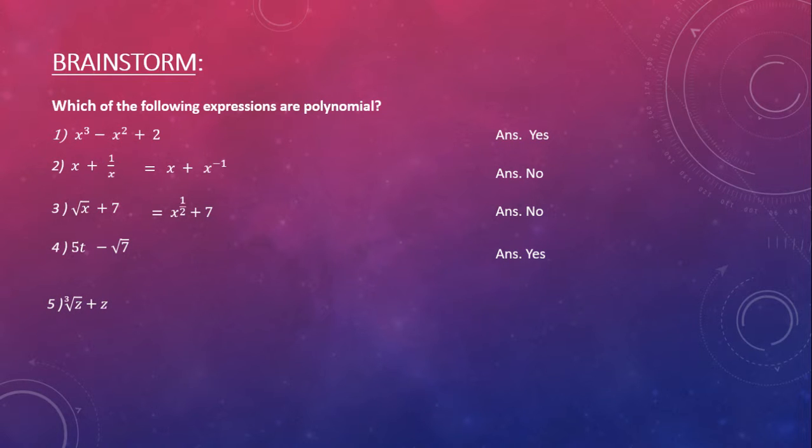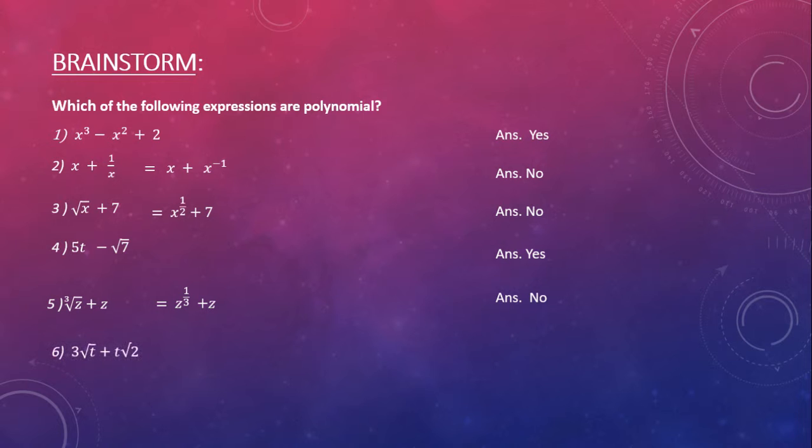The fifth example, cube root of z plus z. We can write this as z to the power 1/3 plus z. In the first term, power of z is 1/3, and in the second term, power of z is 1. But 1/3 is not a whole number. Therefore, this is not an example of polynomial.